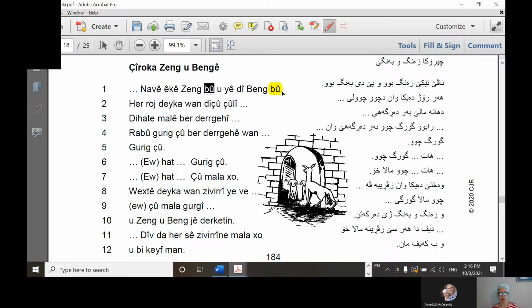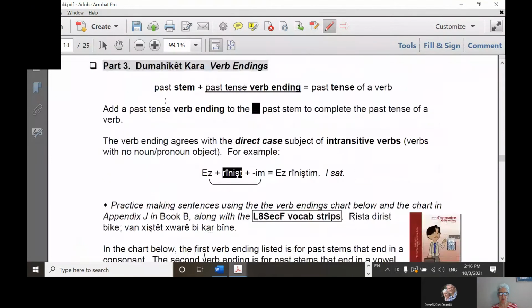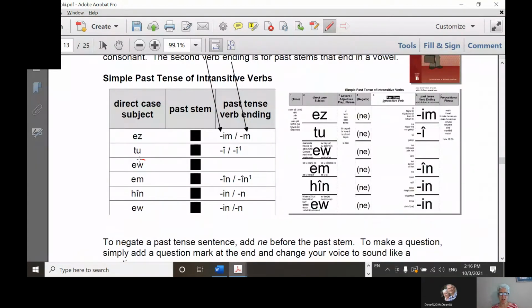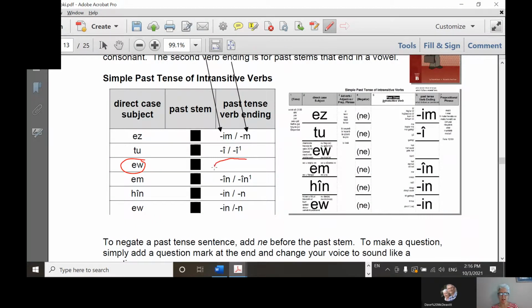Because the verb ending agrees with the name of one of them was Zang, and the other was Bang. So name is the subject, and so because it's like he, she, or it, where's our chart? So because it's like he, she, or it, this is on page 179, it has the nothing ending. Okay?